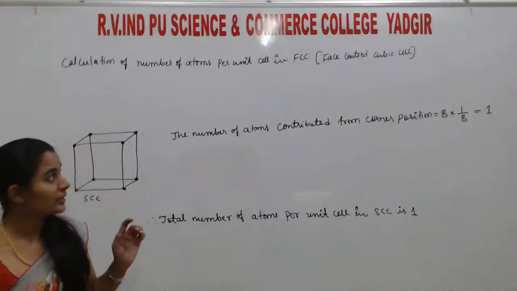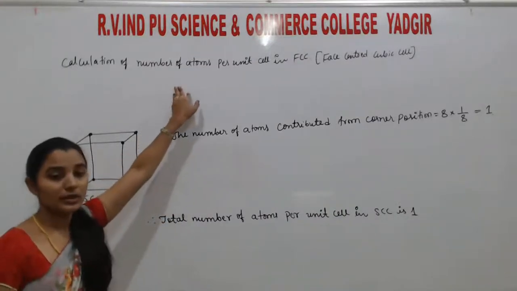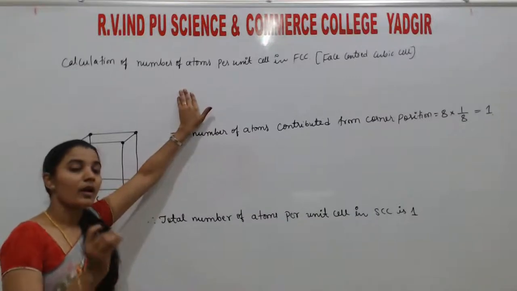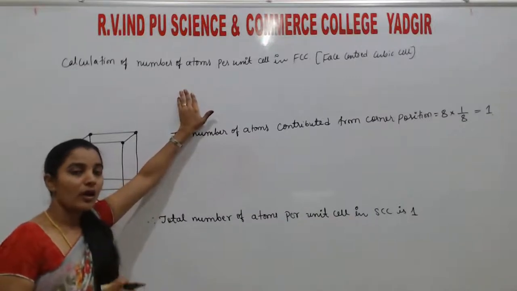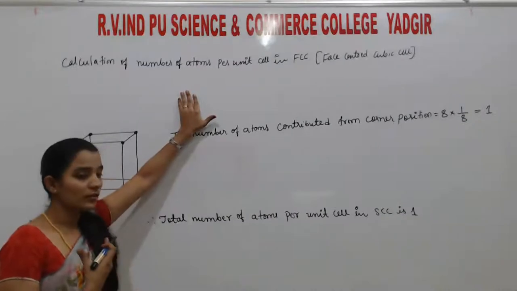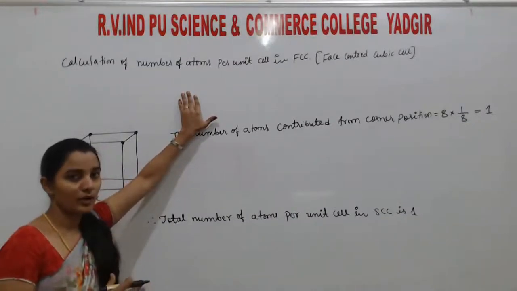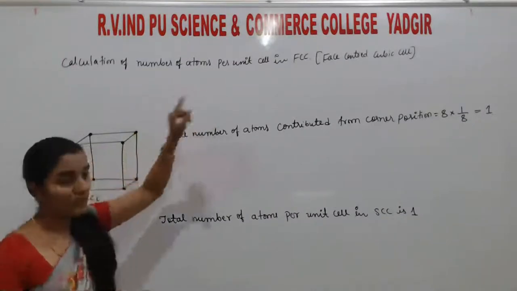So here face center means it is a centered unit cell, along with the corner positions, and at other positions of this unit cell, some other constituent particles are present. So this is what face center means.